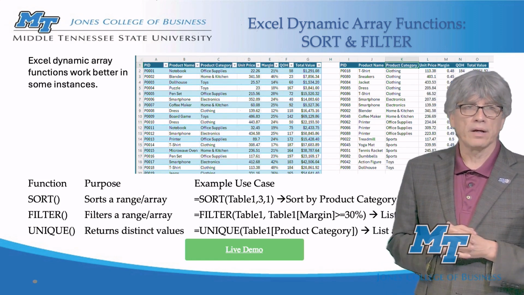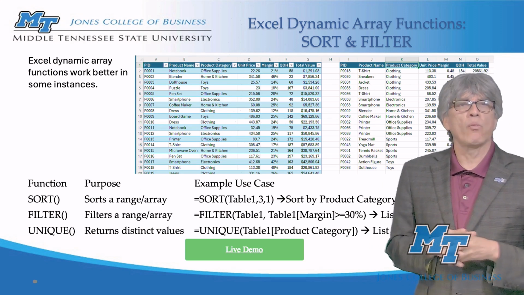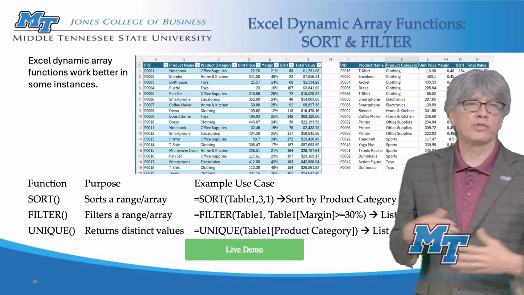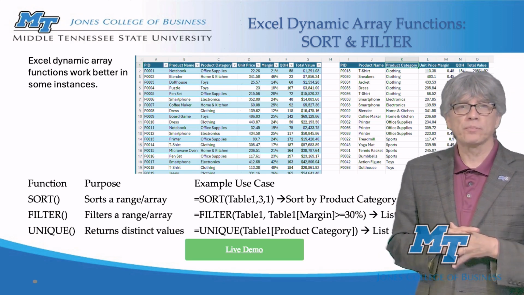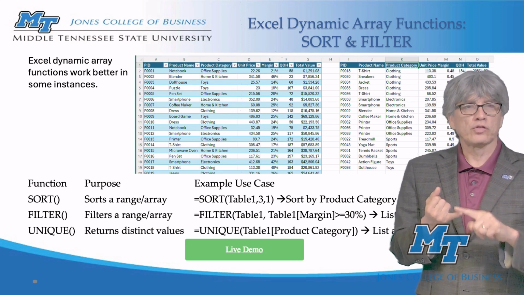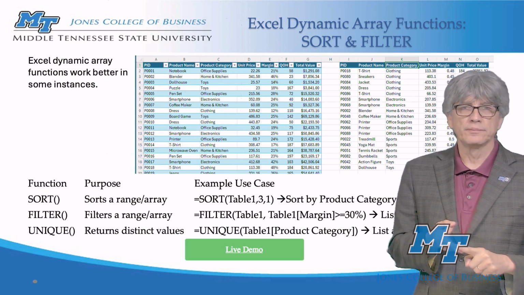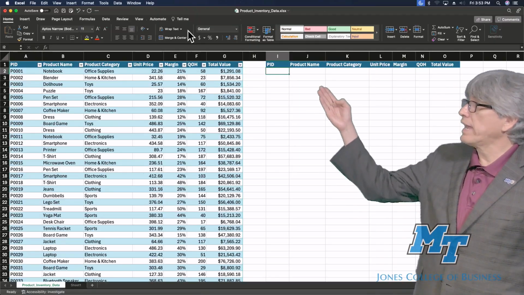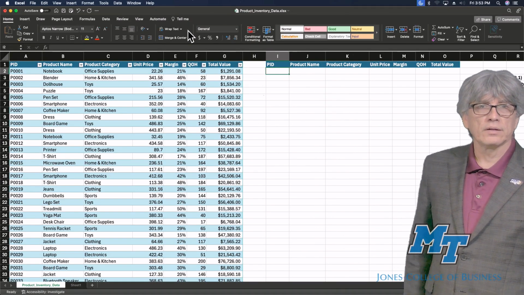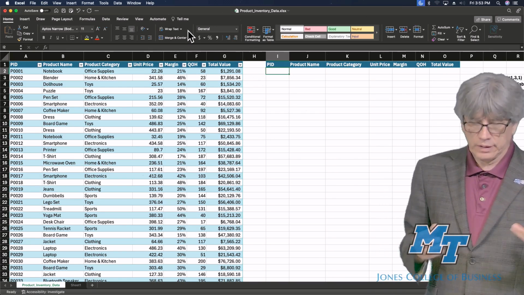This is different because it creates an easier way to manipulate the data while we are still conserving the source data, as you can see there. So we're going to learn about three functions. These are sort, filter, and unique. So let's start with a demo. Here we have a set of products list. It's about 100 rows of products.